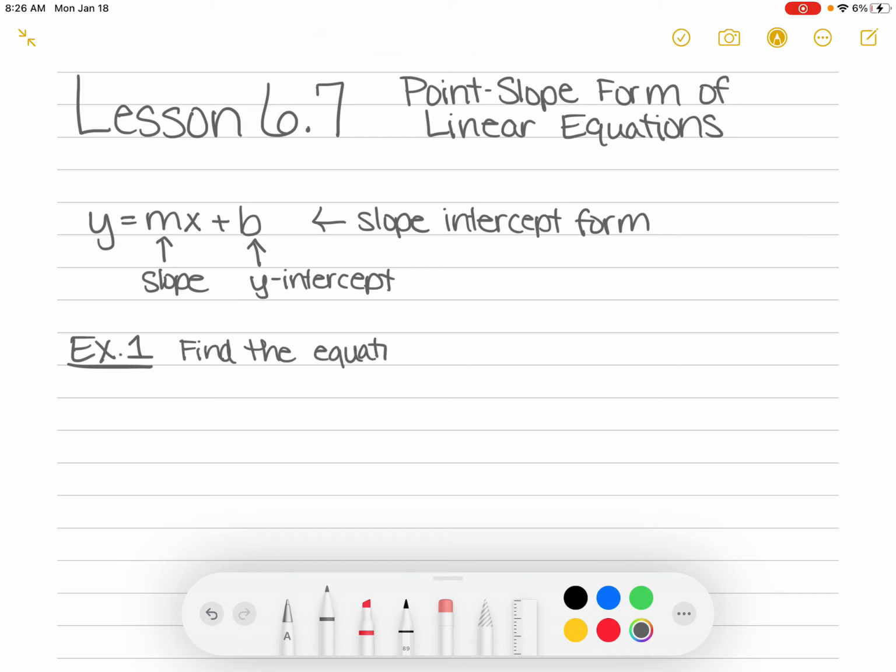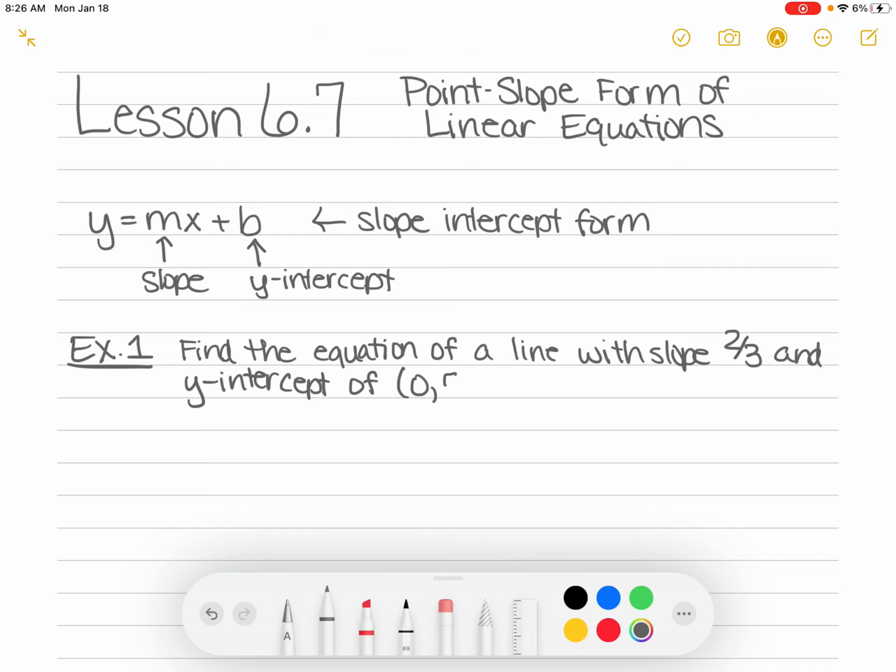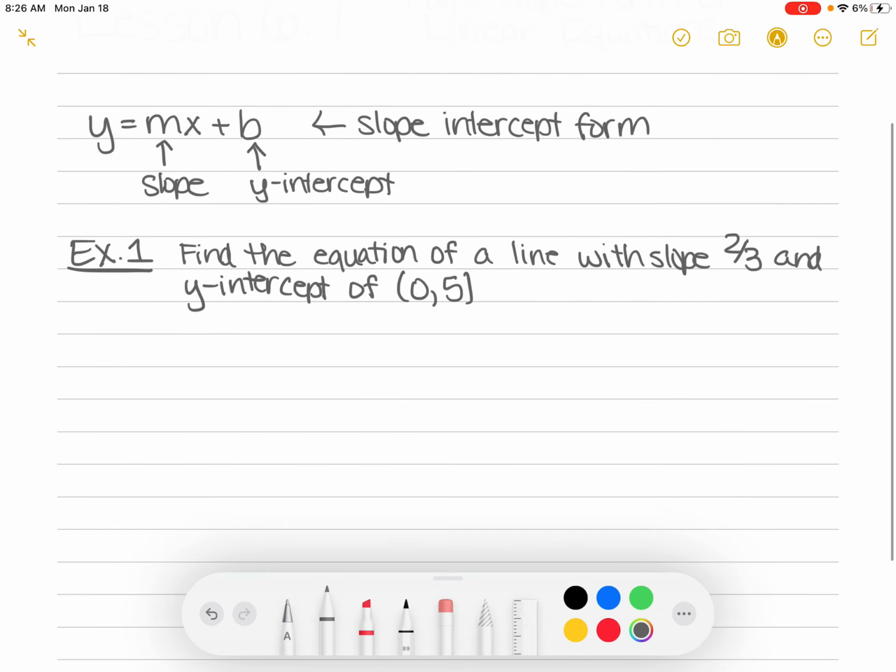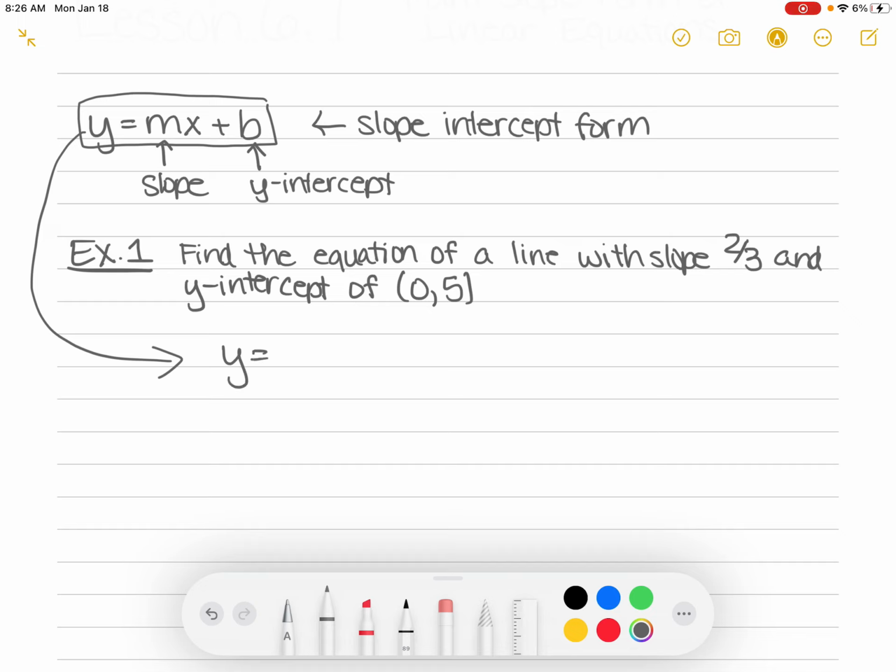Find the equation of a line with slope 2/3 and y-intercept of 0.5. So what we're going to do is we're going to take this slope intercept form and we're going to put in those other numbers for m and b.